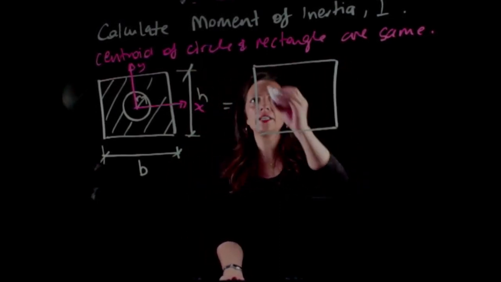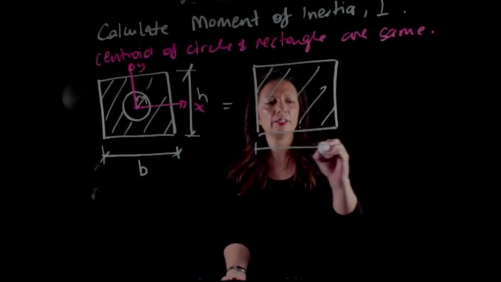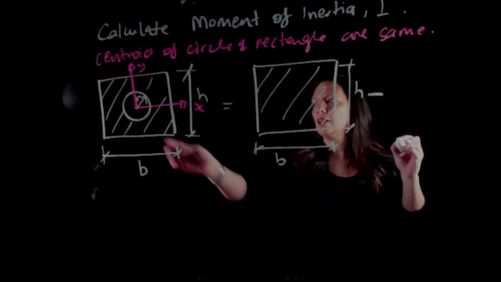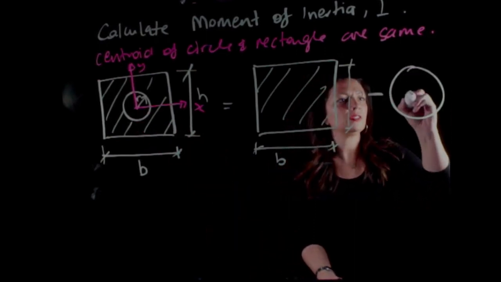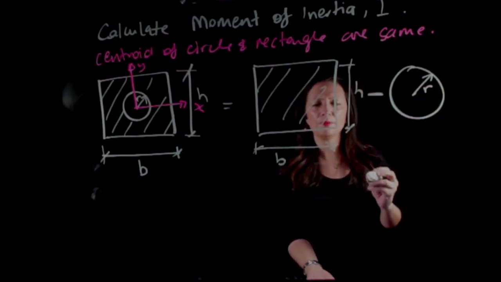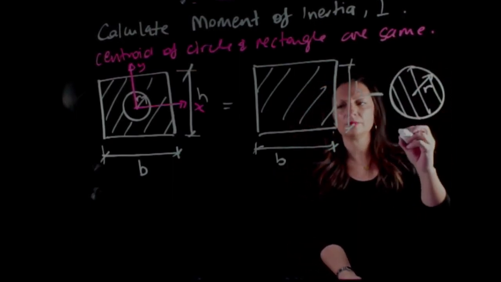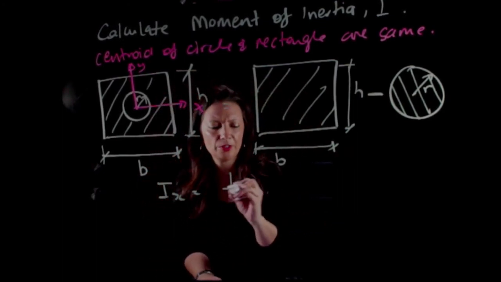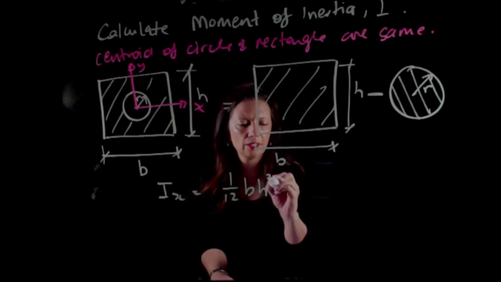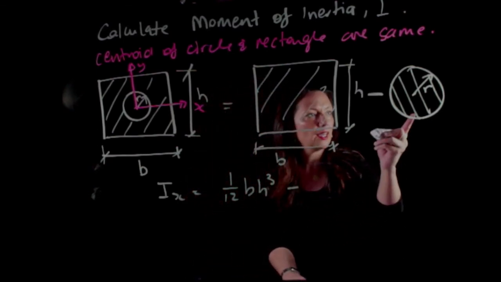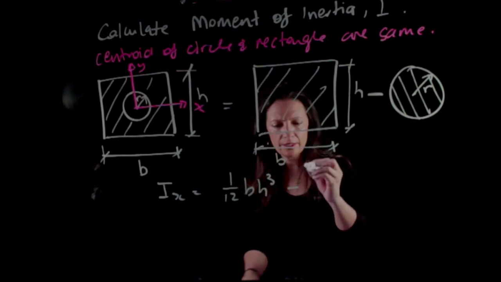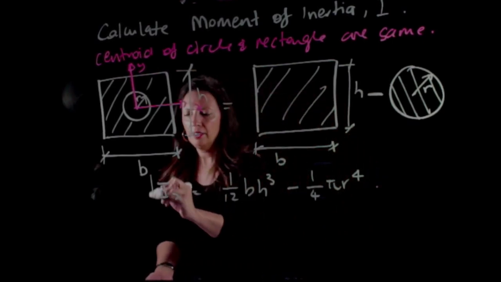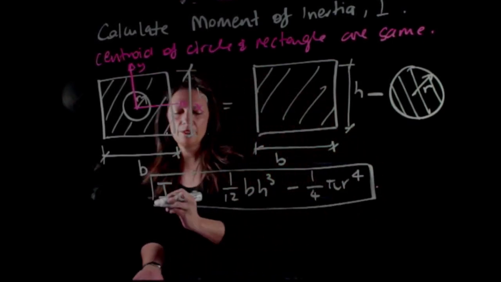the moment of inertia of the rectangle. That's B and that's H, minus the moment of inertia of the circle. So Ix, we know that that is 1 on 12 BH cubed minus the moment of inertia for a circle, which is 1 on 4 pi R to the fourth. So I simply have this equation.